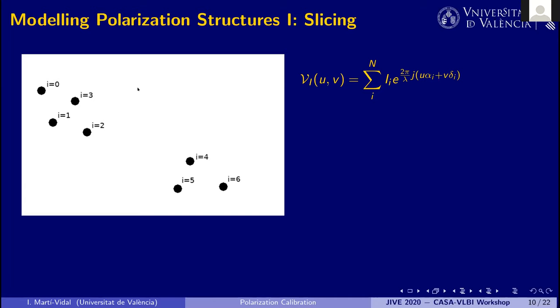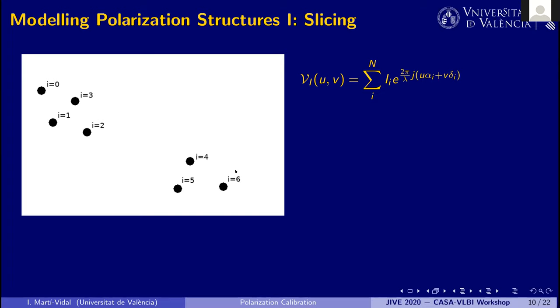With the slicing approach, what you do is basically divide the source into what we call polarization subcomponents. So imagine that these are the clean components of a source. You have two blobs: very close by clean deltas in one region, and then separated from them, another set of deltas. So it is your clean model, with no convolution with any beam.